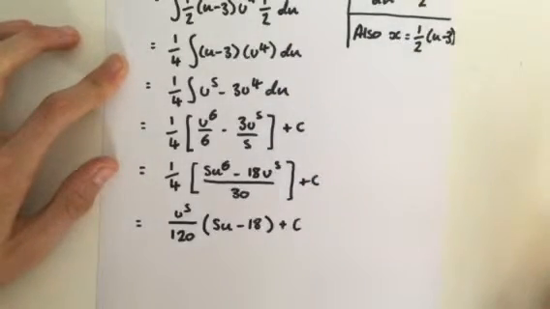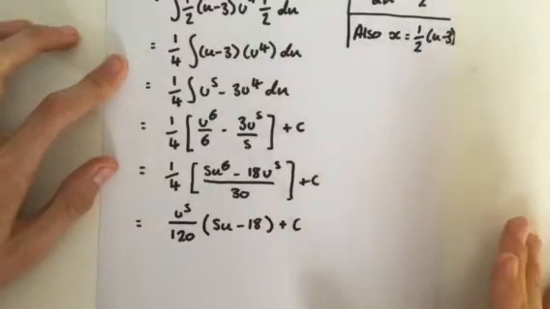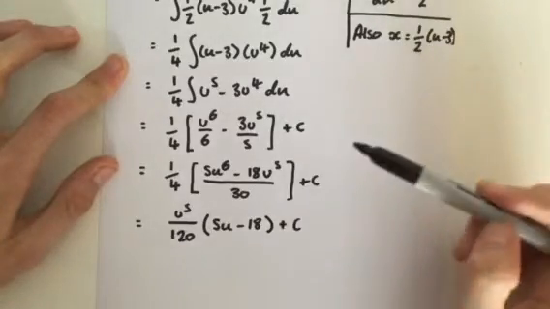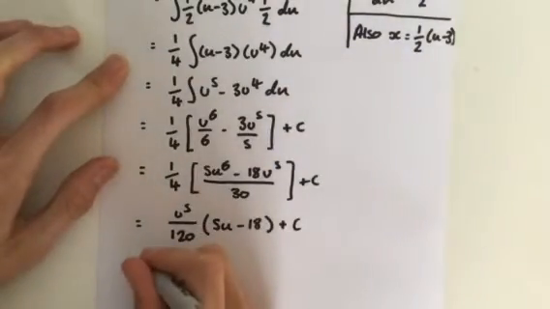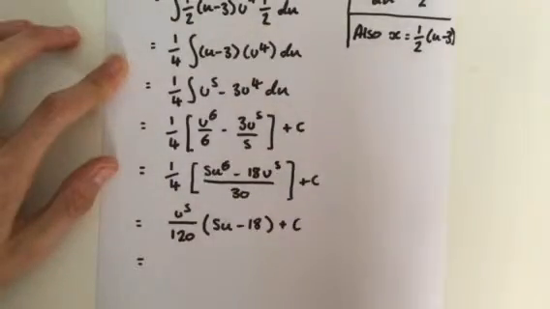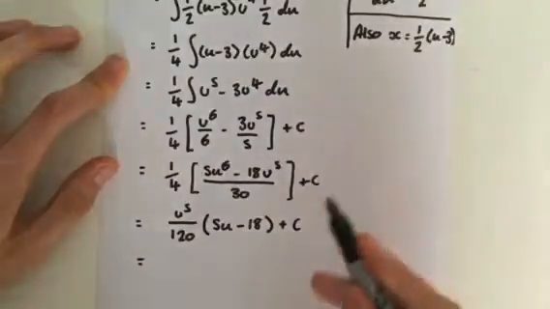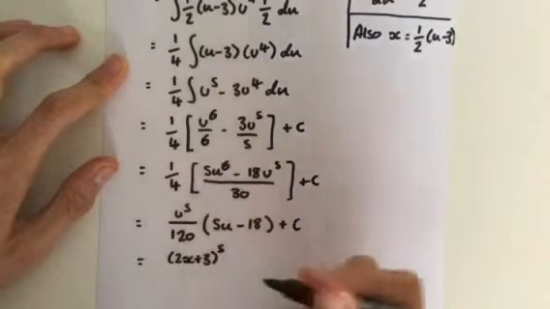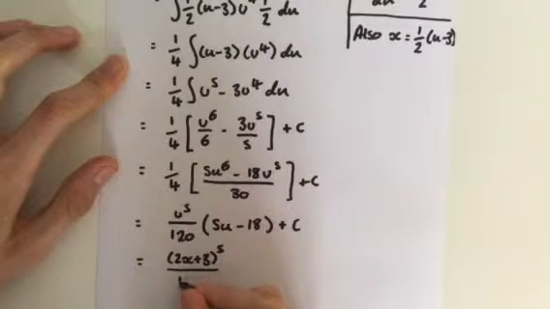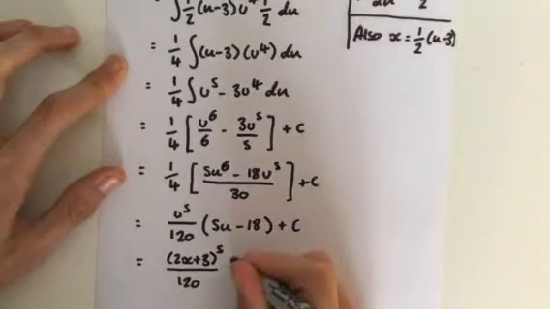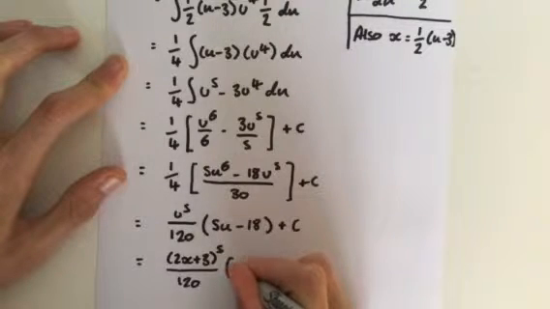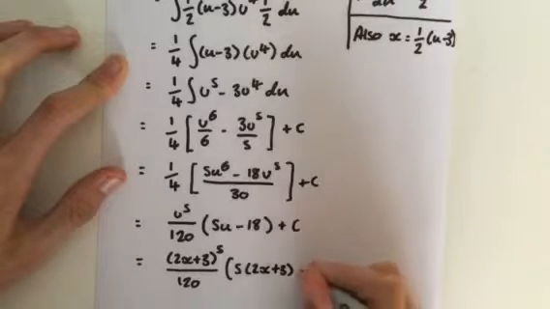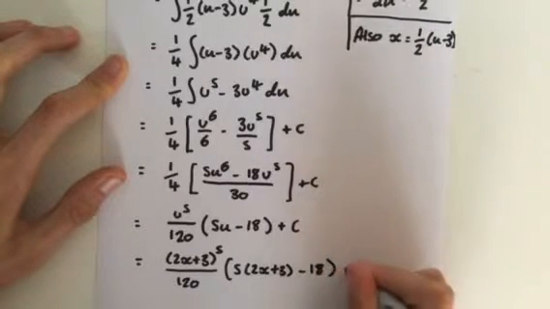Alright, that's equal to that. So that's all good. Now, what we finally need to do, we've integrated, we need to now substitute x for u. Okay, so when we do that, u is 2x plus 3, so we get (2x plus 3) to the power 5 divided by 120. Now I'm going to multiply that by (5(2x plus 3) minus 18), okay, plus c.